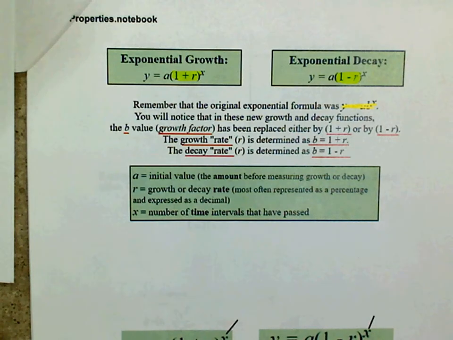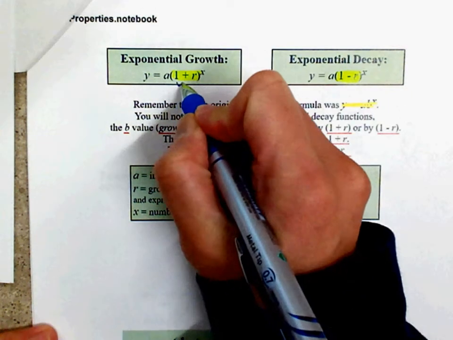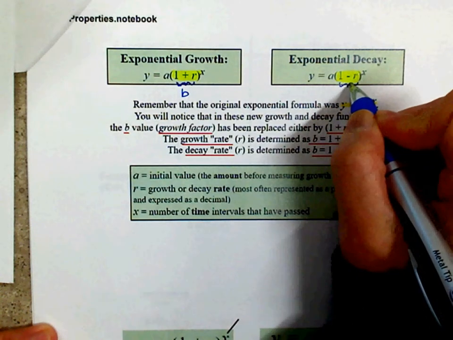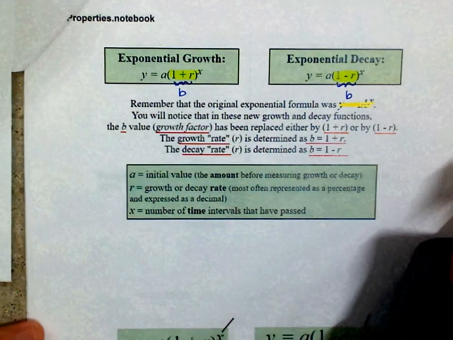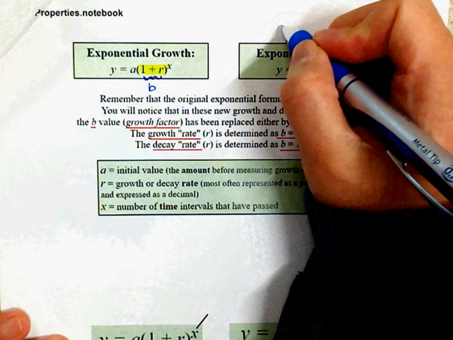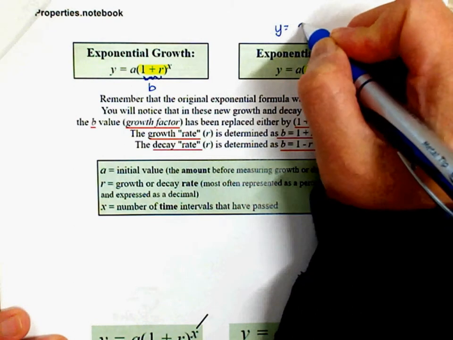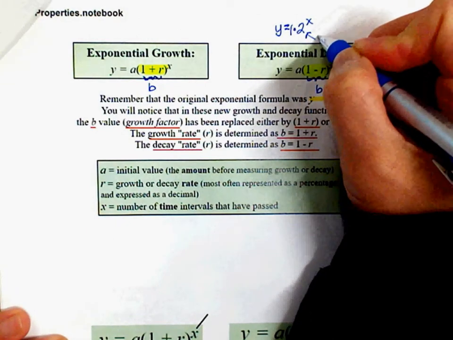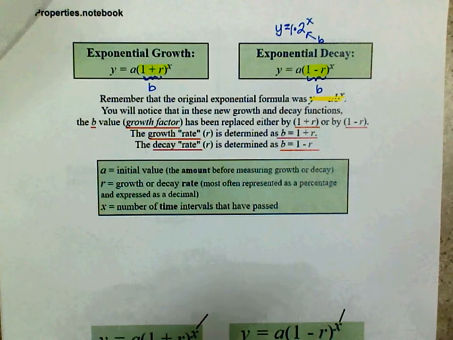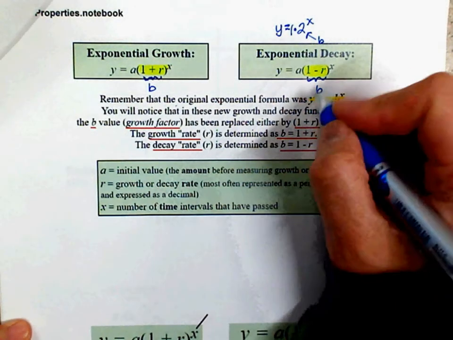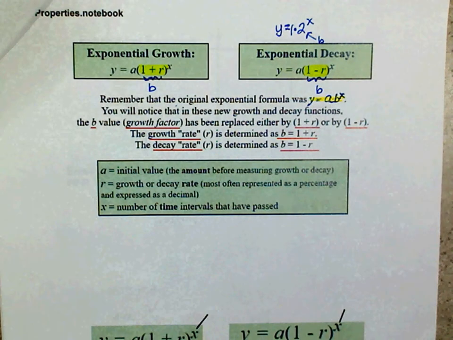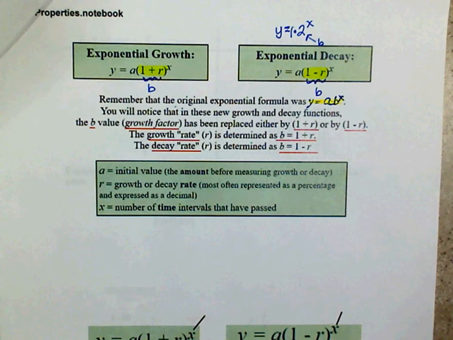If you remember the original formula, in this part right here, instead of writing 1 plus r, sometimes we use the letter b. That's your base. Remember your problem that I gave you earlier, 2 to the x. There's an understood one here. That 2 is your b. Remember that the original exponential formula was y equals a times b to the x. That's the original equation.